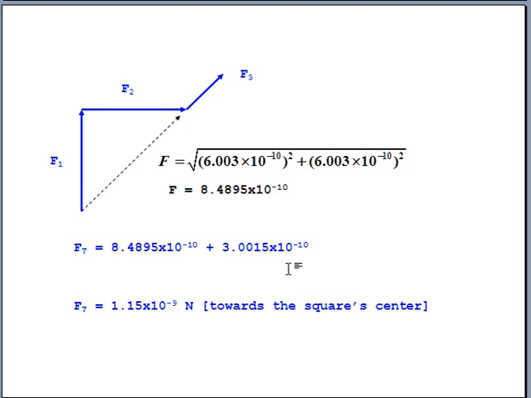Not all of them are northeast though, so it's just a little sneaky and a little lazy where you can say, hey, you know what, every single one of them, here's the total. A force that's 1.15 × 10^-9 newtons towards the square center.